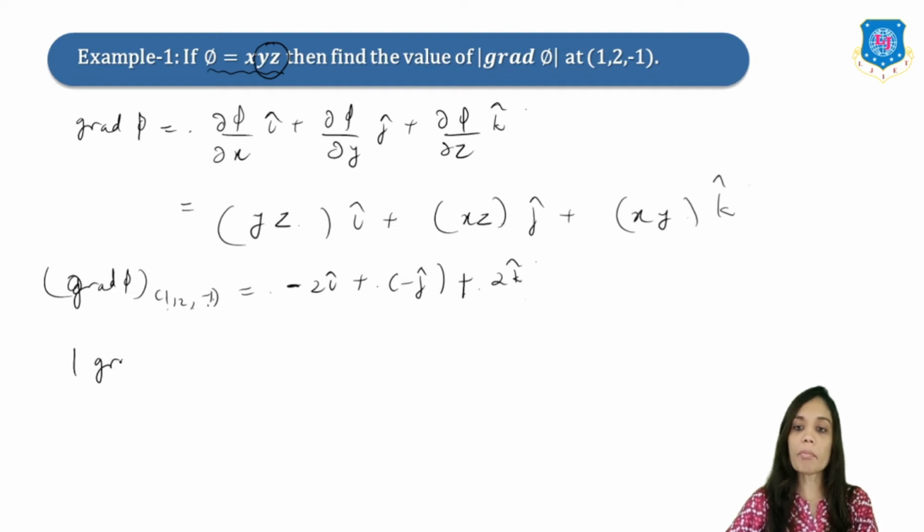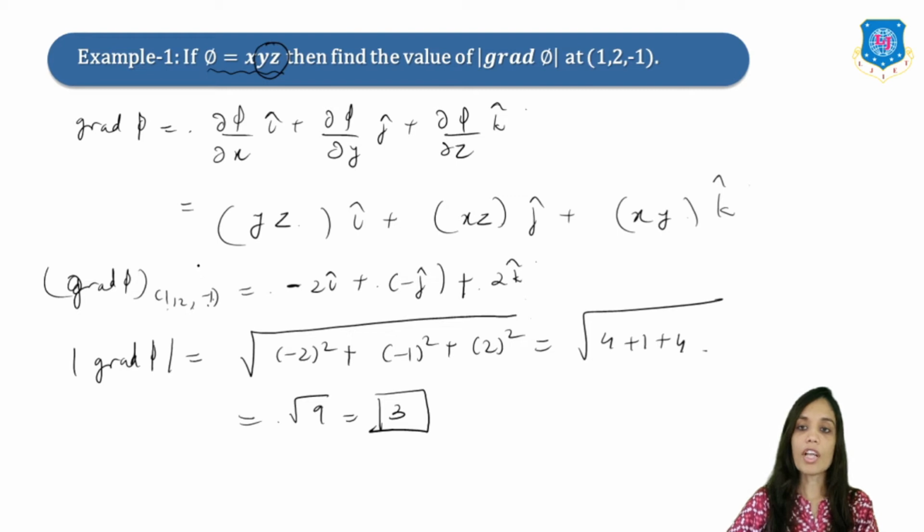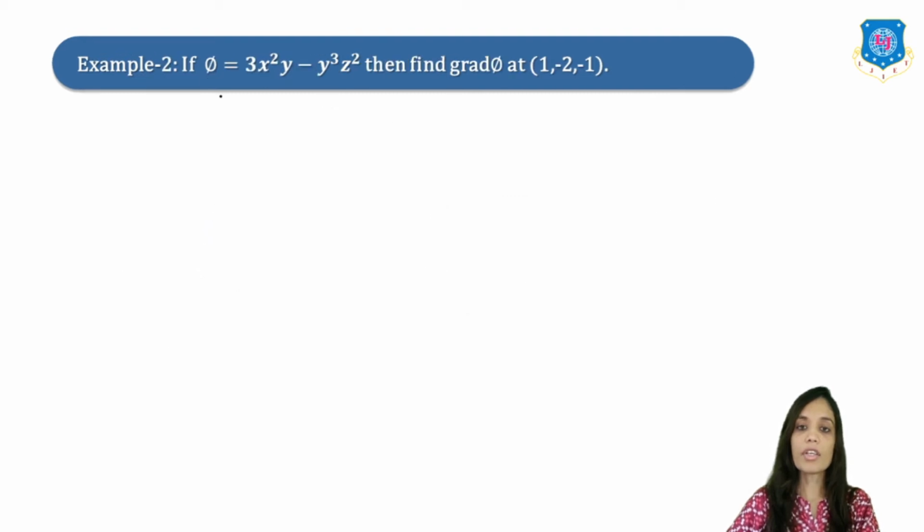Now we have to find the magnitude of the gradient of phi. So we just have to find the length. It will be the square root of (-2) square plus (-1) square plus 2 square, so 4 plus 1 plus 4. The answer will be square root of 9, so the magnitude is 3. Okay, now let us go to the next example.